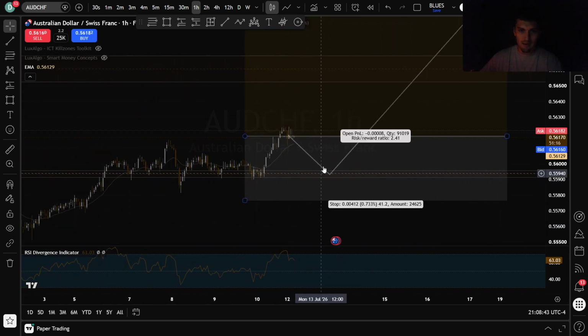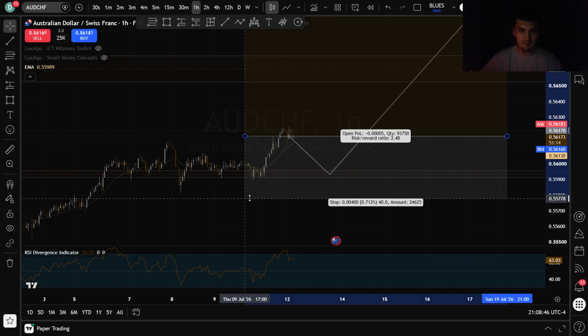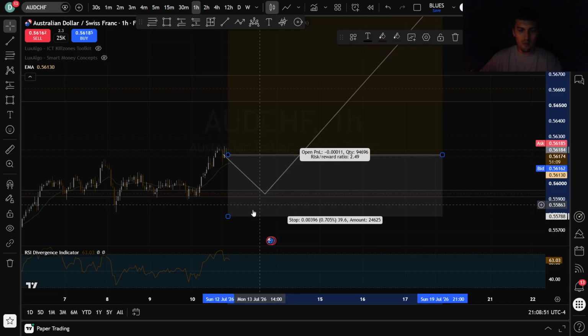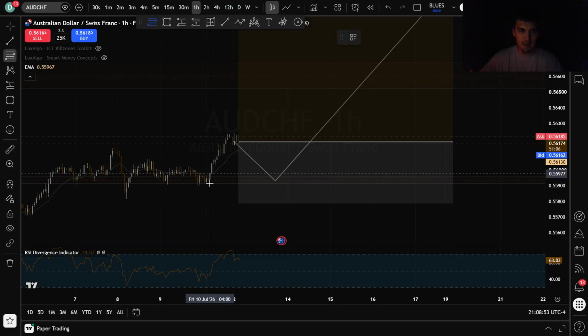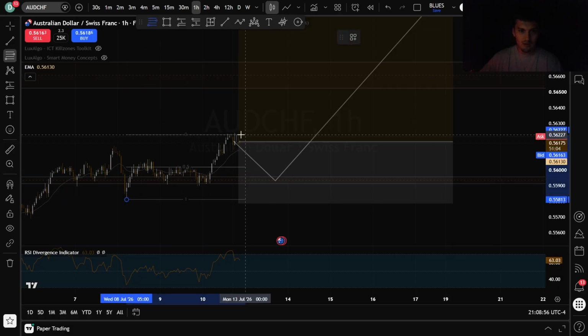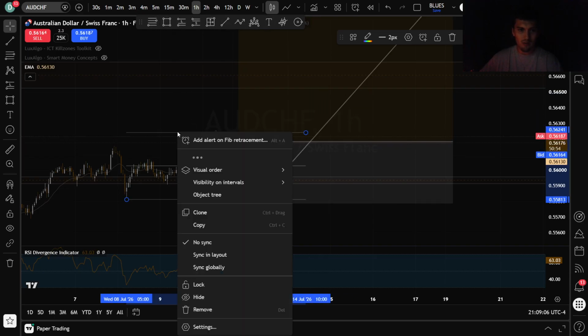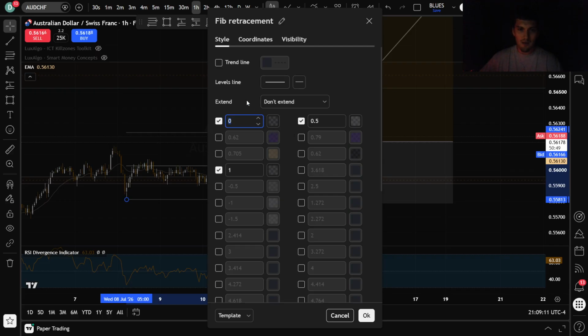And so what I kind of want to see here is, okay, if we can pull back into, let's just go from this low to this high. This right here is called a Fibonacci retracement tool, and this is how I like to set it up. You're going to right click and go to settings. This is what I have my settings on. This is one of the settings that I have. That's just going to be your 0, your 0.5, and your 1.